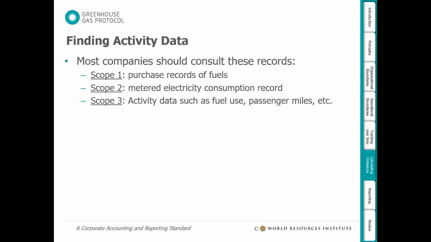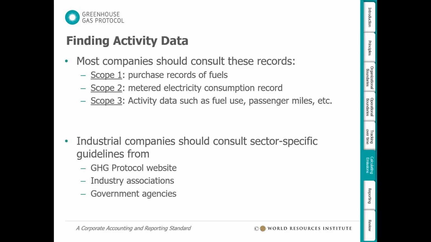Activity data can be found in many different types of records, but generally companies should consult their fuel purchase records for activity data on stationary and mobile combustion, metered electricity bills for Scope 2 emissions, and a wide range of other records for other types of Scope 3 sources. Scope 3 sources are, as we've seen, quite varied, and a wide variety of activity data records would be needed to calculate those emissions. In contrast, collecting and calculating Scope 1 and 2 emissions is much simpler.